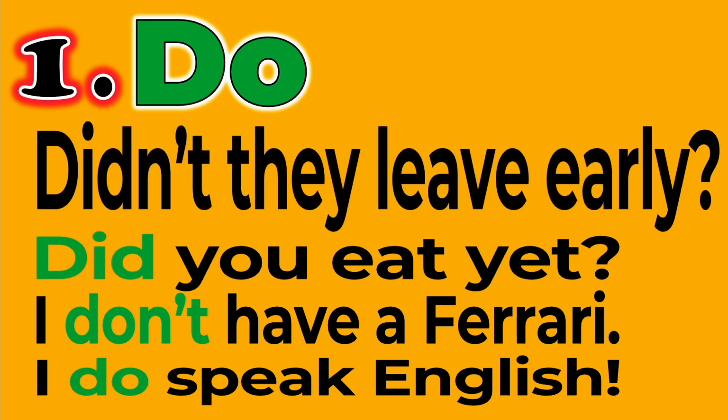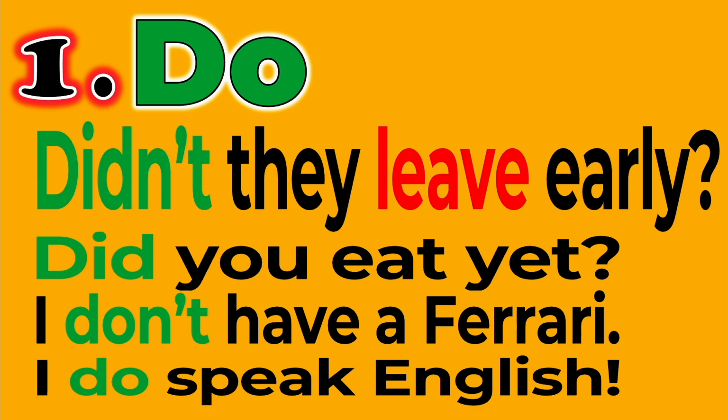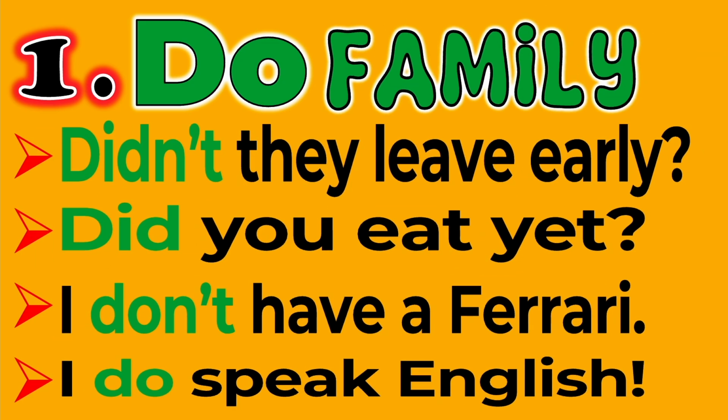Didn't they leave early? This is a way that we confirm information or check if information is correct. Okay, what was their action? Their main verb action was leave, but this sentence is built using the helping verb didn't. All right. Do, didn't, did, don't, and do again. This is the do family, right? The whole family of do helping verbs.